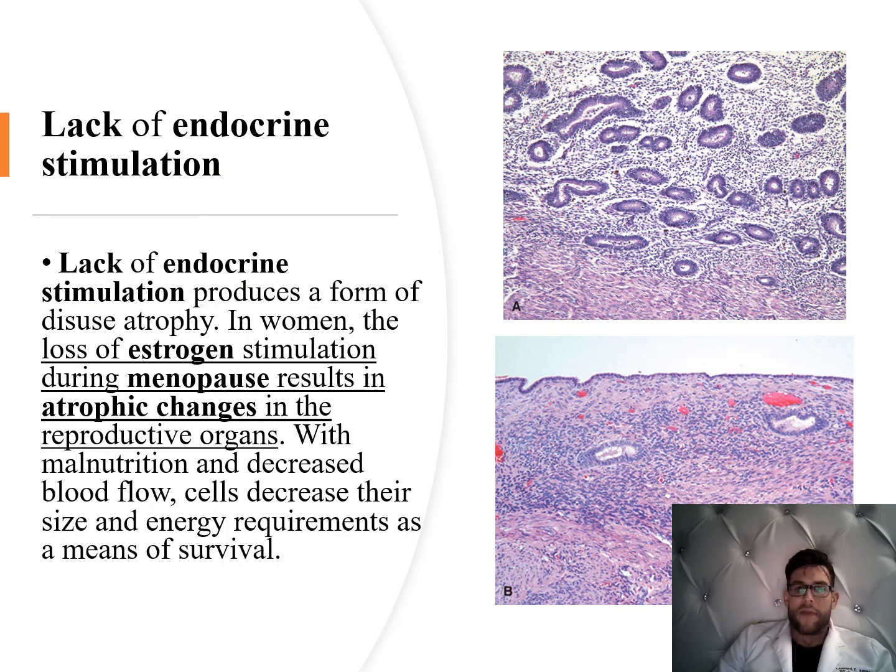Now, another type of atrophy is when there is a lack of endocrine stimulation, and this produces a form that is called disuse atrophy. That's why when we talk about the case of women, when they lose estrogen stimulation during menopause, it leads to atrophic changes in the reproductive organs.